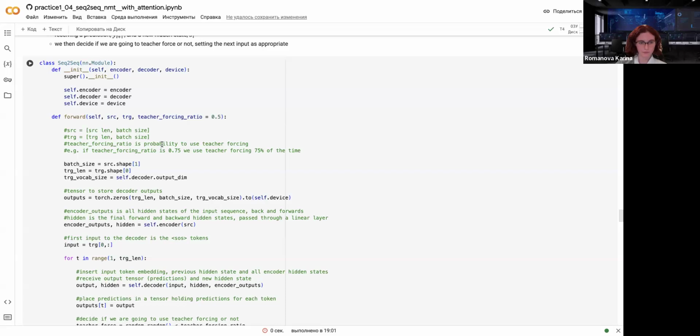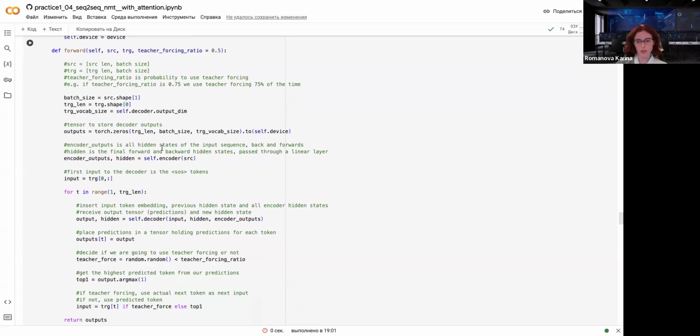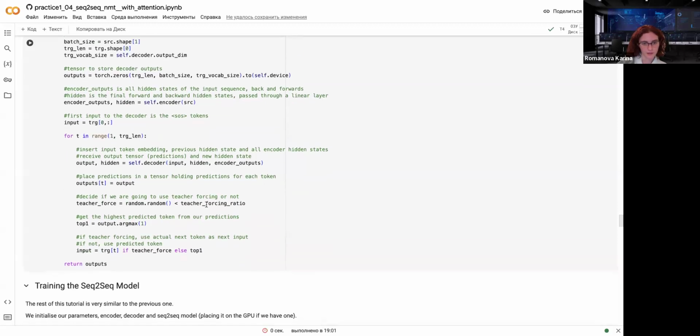Here we have also teacher forcing. Teacher forcing is a training strategy where the true output target word is fed as the next input to the decoder instead of the predicted word, with a certain probability. Here we can see the teacher forcing ratio. This technique helps stabilize and speed up training, though it may lead to discrepancies during inference when true target words are not available.